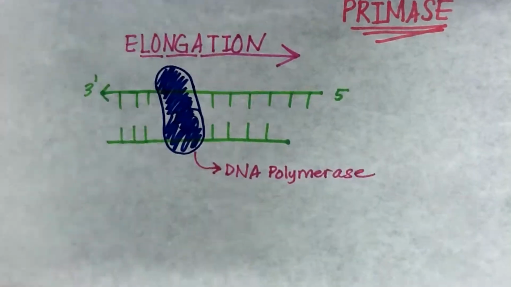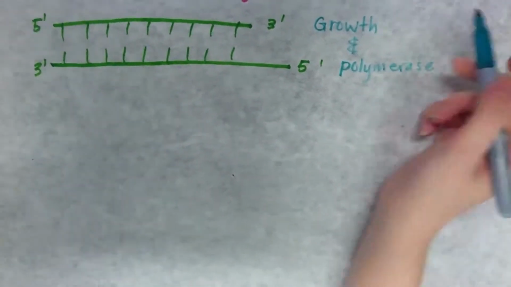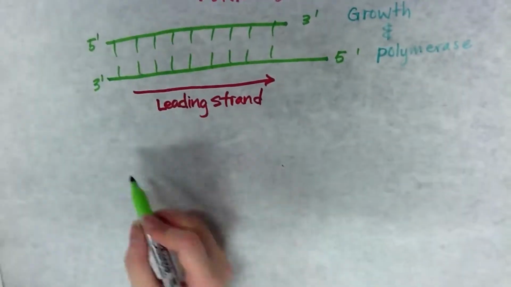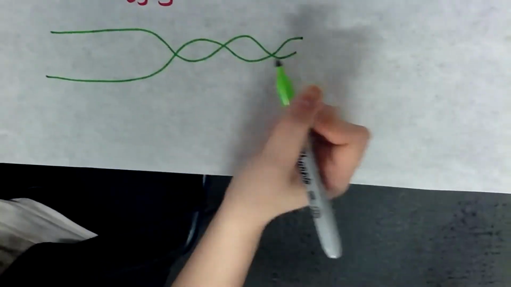The leading strand is assembled continuously towards the replication fork. The leading strand and DNA polymerase move in a 5 to 3 direction. Multiple RNA primers begin on the lagging strand, while DNA polymerase follows each primer. The lagging strand takes more time to replicate.